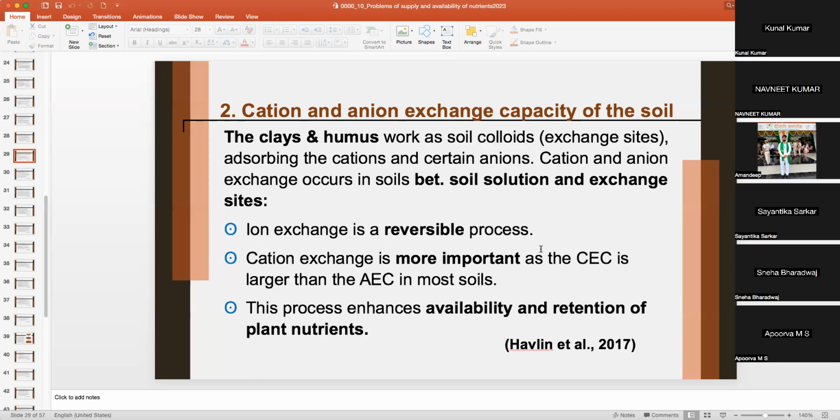Cation exchange is more important, as the cation exchange capacity is larger than the anion exchange capacity in most soils. The process enhances availability and retention of plant nutrients. It is simple. Soils with higher cation exchange capacity will hold more nutrients and can supply more nutrients to the soil solution. So cation exchange capacity affects the availability of nutrients in the soil solution.